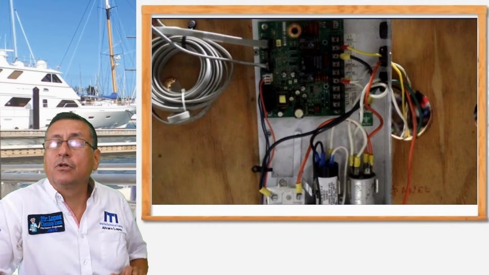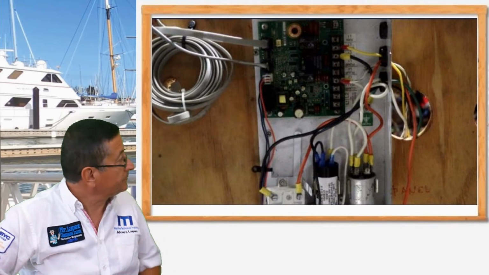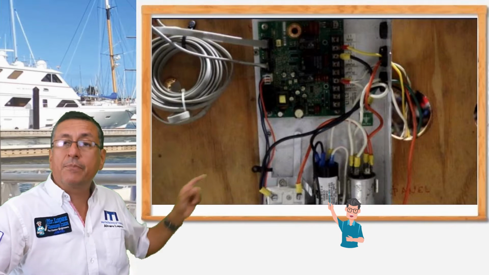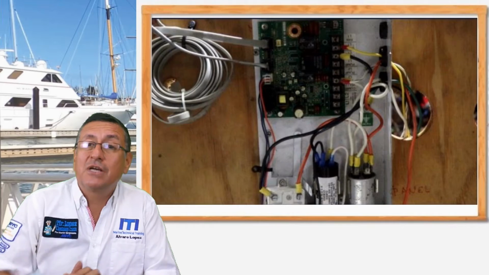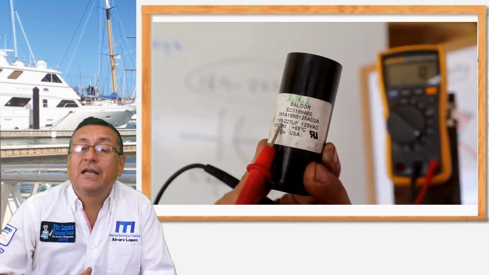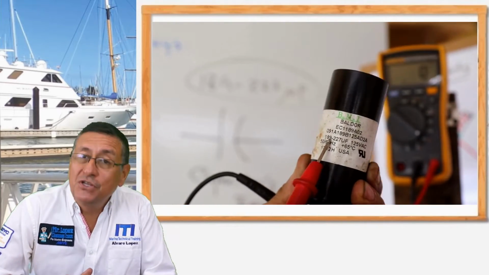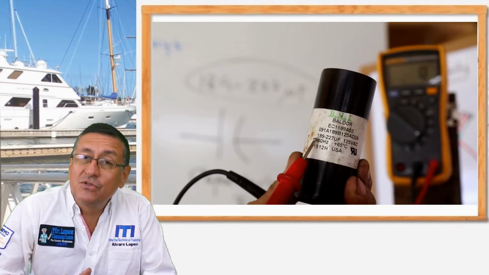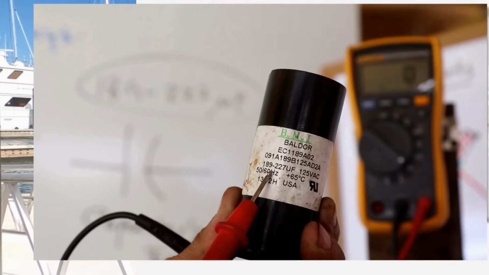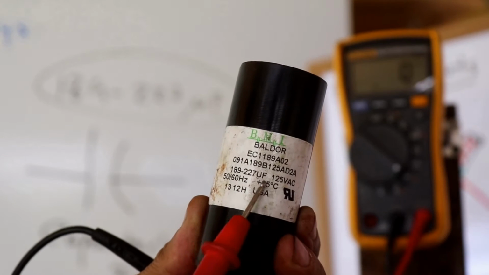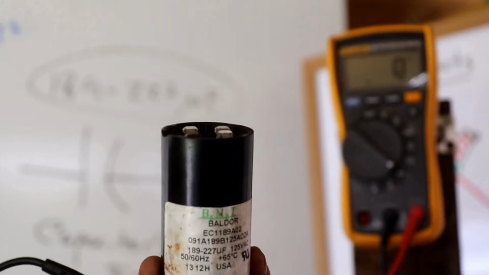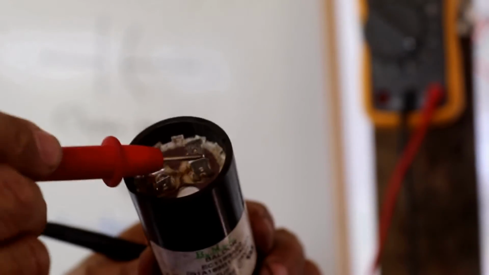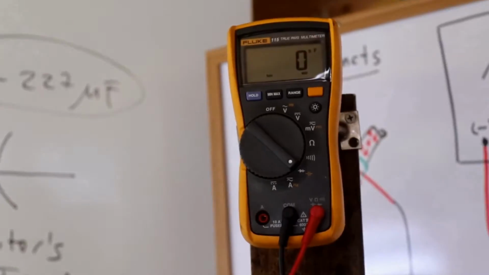In the control box, normally we find two capacitors, run capacitor, start capacitor. Okay. We are going to check those capacitors. You remember in our course of electricity, the procedure to check those air conditioner capacitors? In between 189 and 227 microfarads. In between 189 and 227. Okay. After I discharge the capacitor with a piece of wire in between those terminals, I can check.